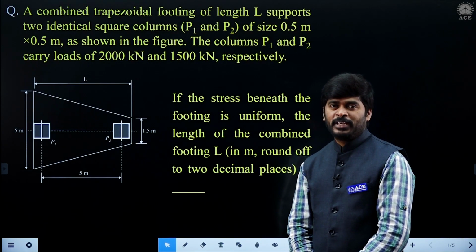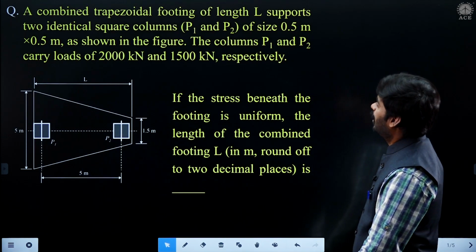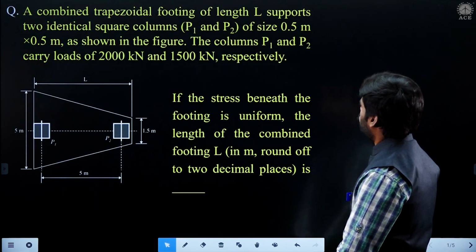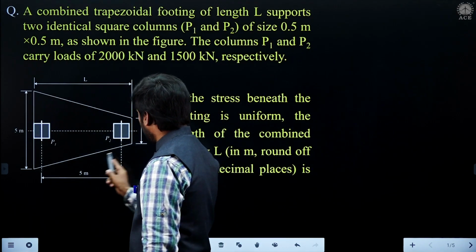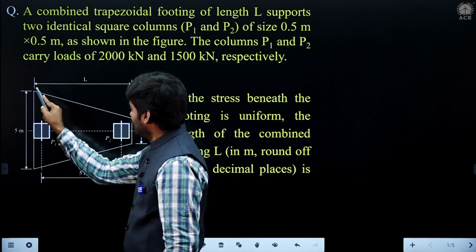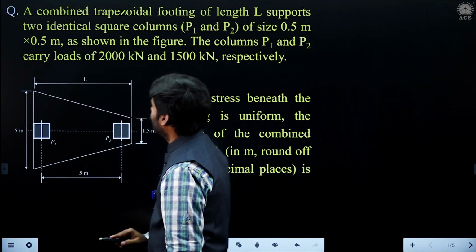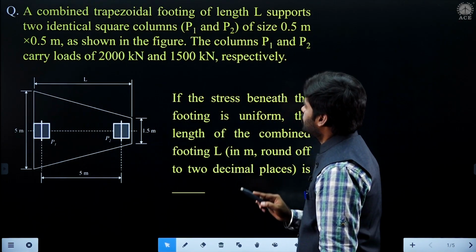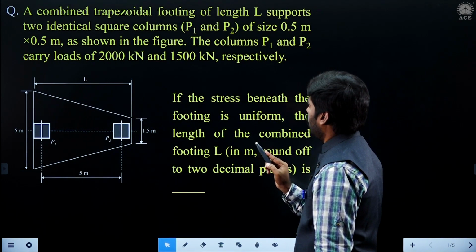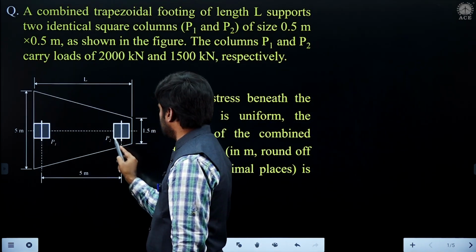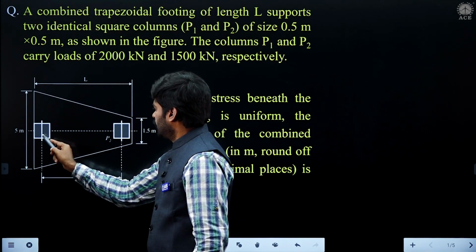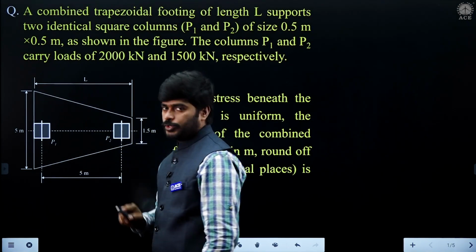Okay, let me read the question first. A combined trapezoidal footing of length L. It is a combined trapezoidal footing. Its length be the L. Supports two identical square columns P1 and P2. See my dear, it is one column, it is another column. Okay, it is P1 and it is P2.